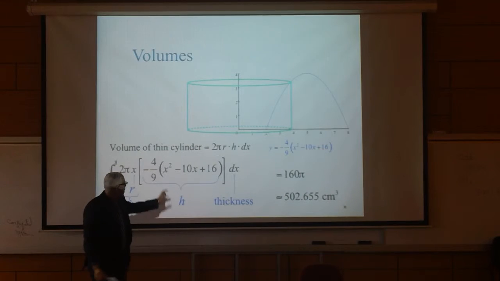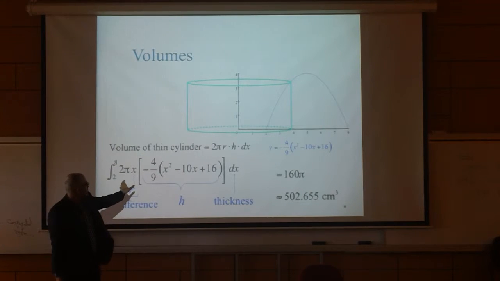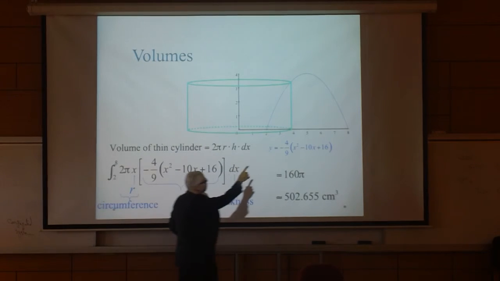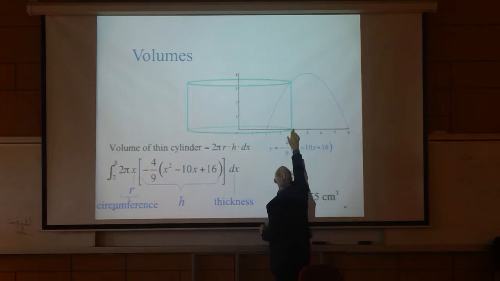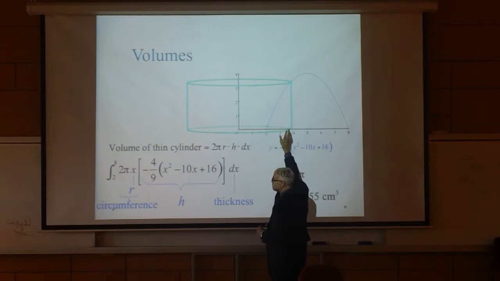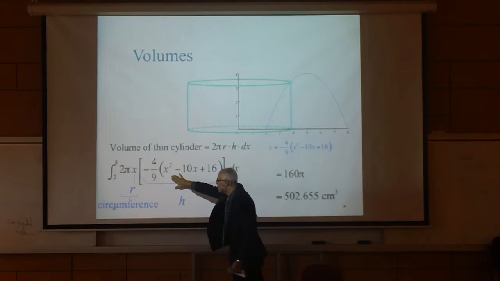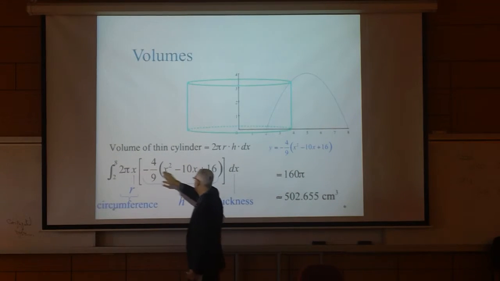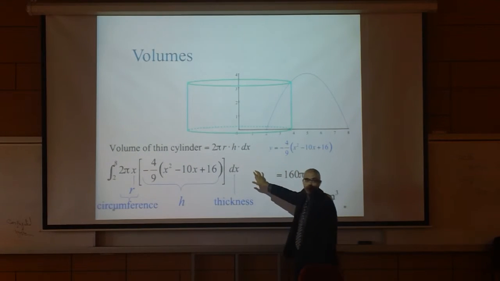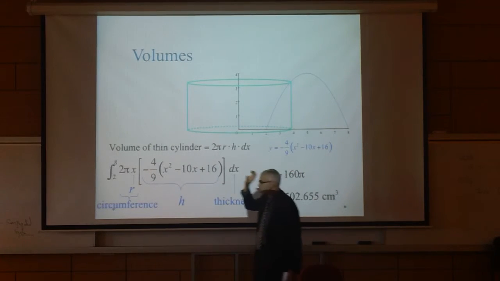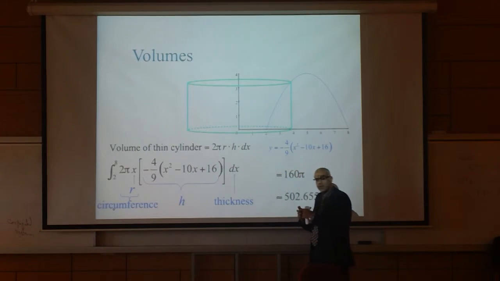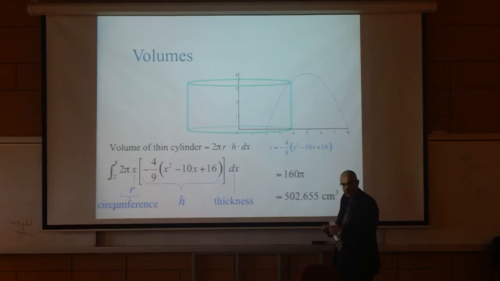Each time I want to find the height. The height is f of x at each one of these points. I plug x into this formula and it gives me the height. The circumference is 2 pi x, and then this is the thickness. Circumference, height, thickness: this is the volume of the thin cylinder.